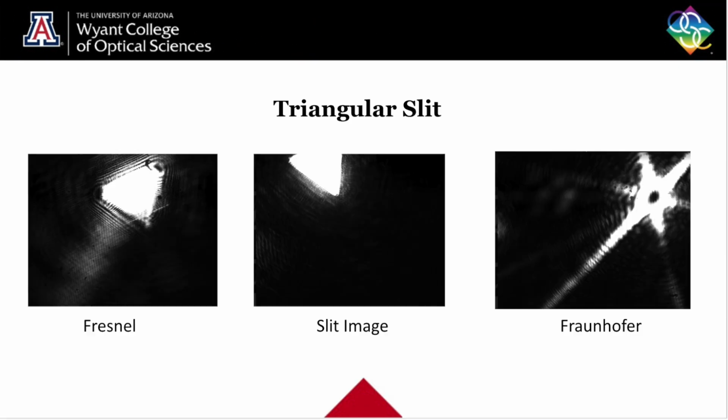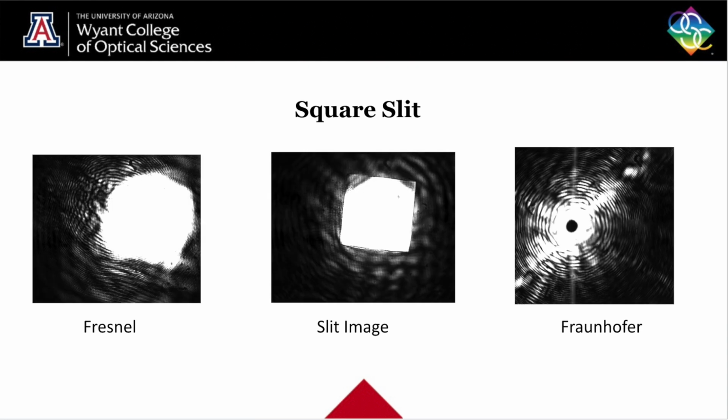Here are the diffraction patterns for a triangular aperture in the Fresnel region, its image, and the Fraunhofer region. We should have used a polarizer to discern more Fresnel zones. Here's the same thing for a square aperture. Again, we should have used a polarizer for the Fresnel region.